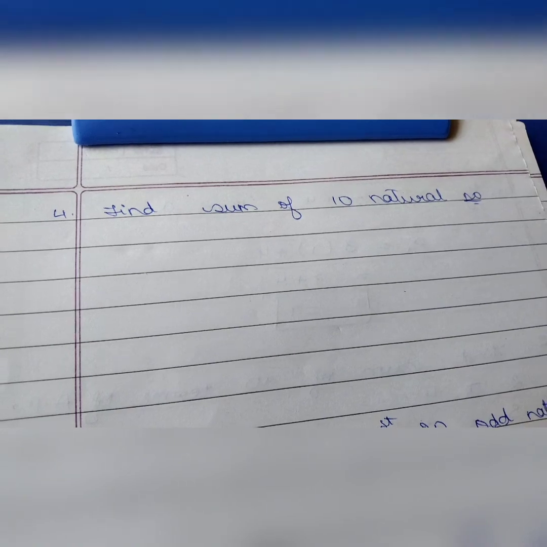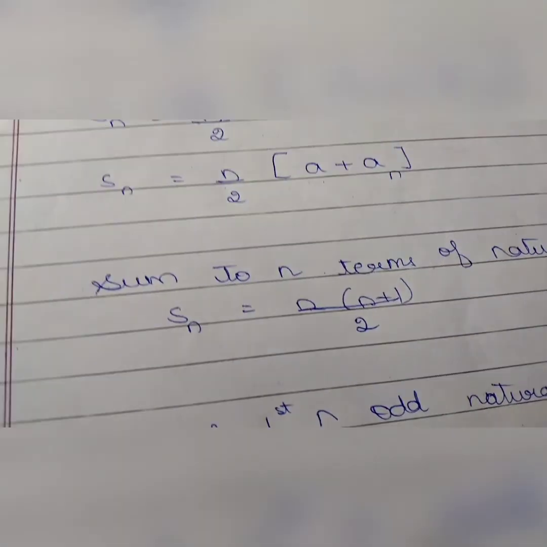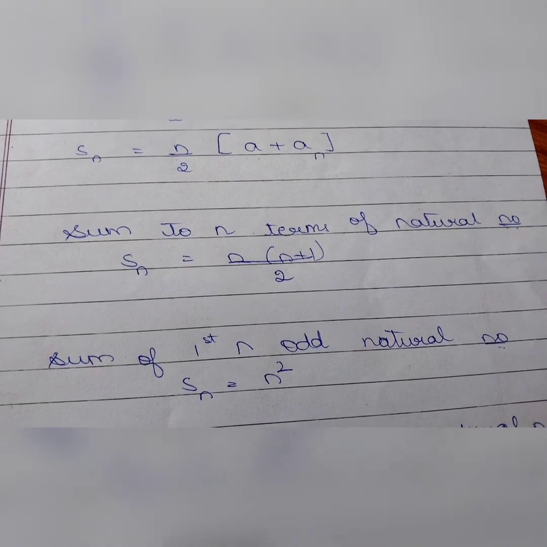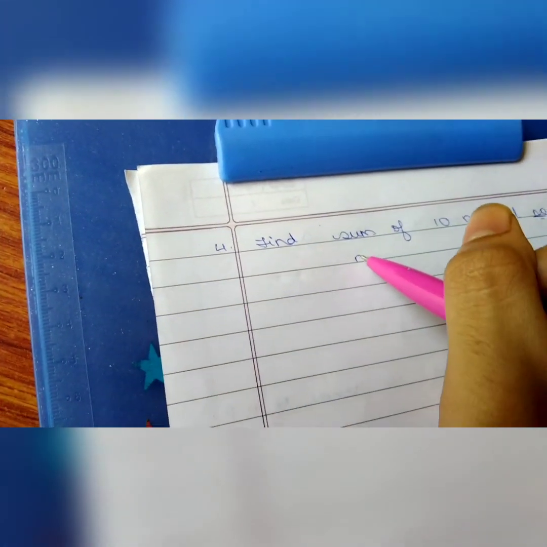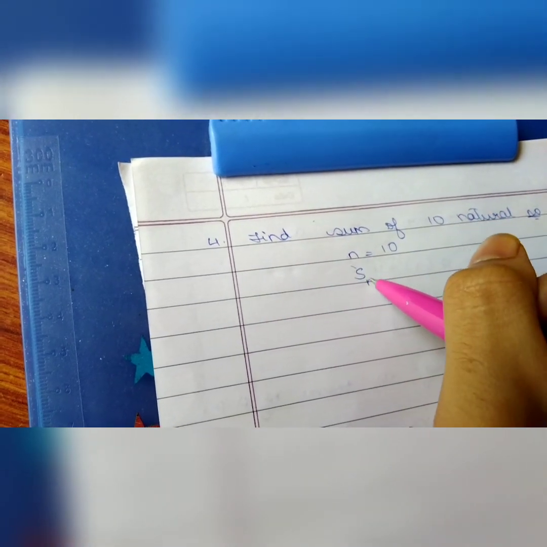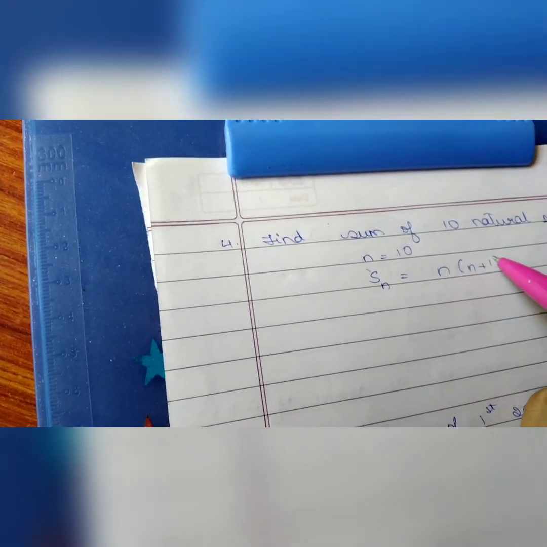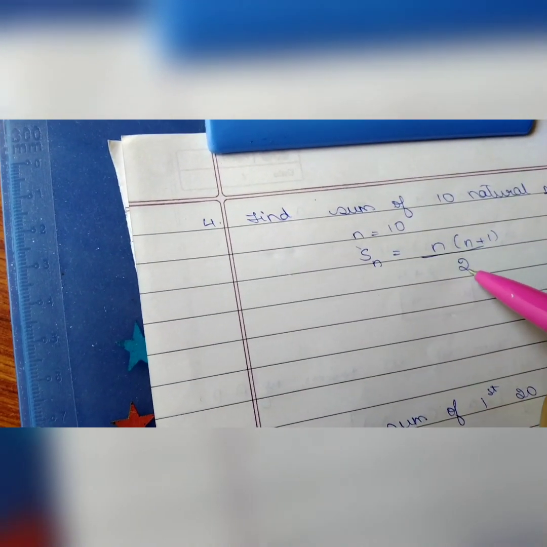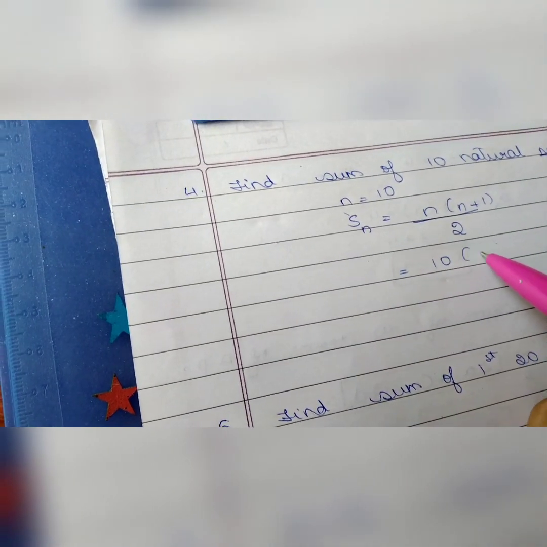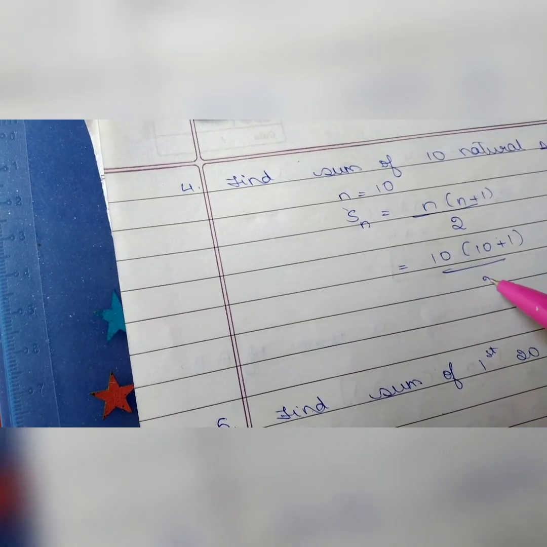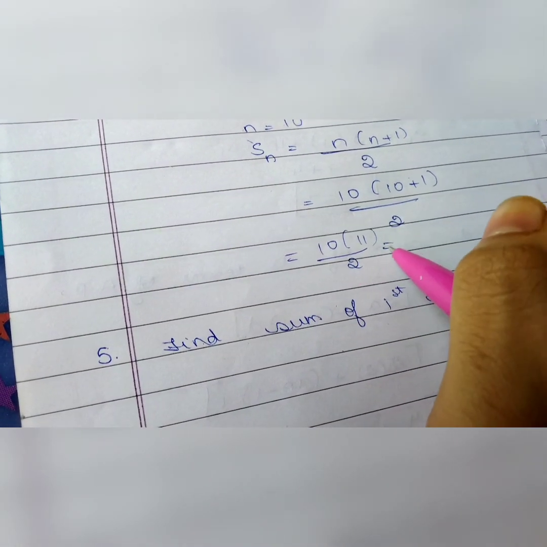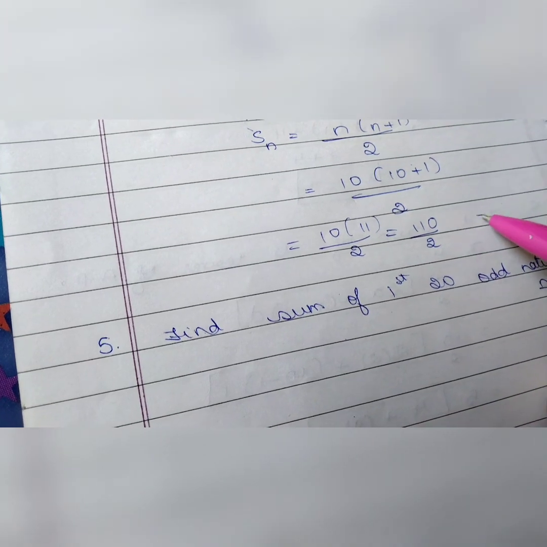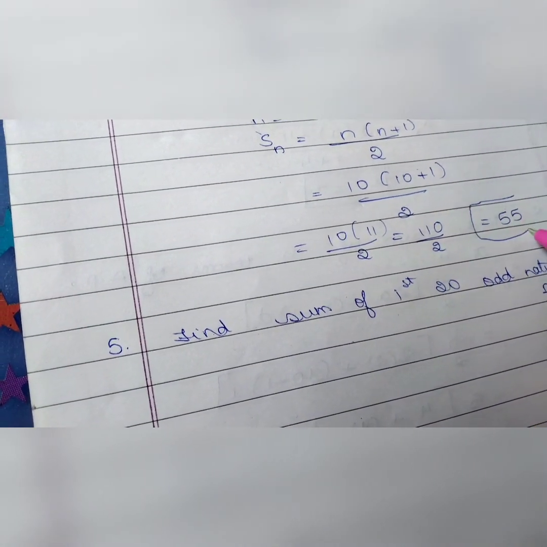Find sum of first 10 natural numbers. As we have learned the formula, sum to n terms of natural numbers is Sn equals n into (n plus 1) by 2. They have asked 10, so n equals 10. Sn equals 10 into (10 plus 1) by 2. This is 10 into 11 divided by 2. This is 110 by 2 equals 55. So your answer is 55.